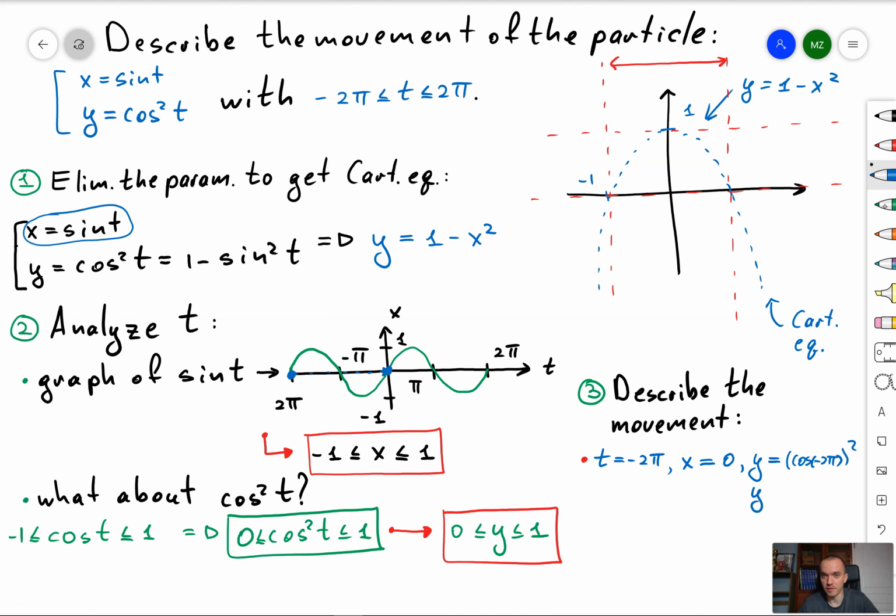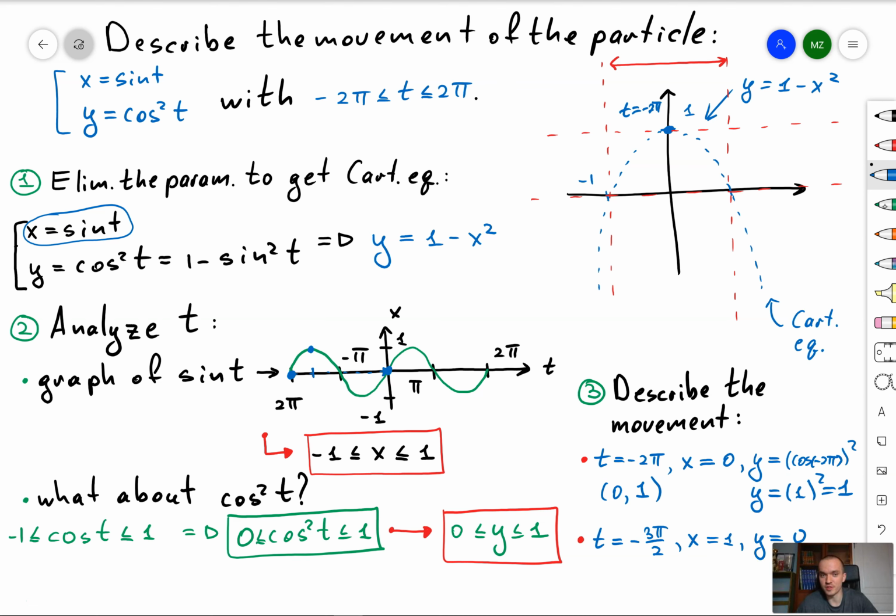And one thing, whenever cosine t is equal to -1, since we have the square, it's always going to be equal to 1. So that's why we have our first point. So we can see that we're going to start at the point which is given by the intersection of our parabola with the y-axis. Okay, let's take the second point, which is going to be -3 pi over 2.